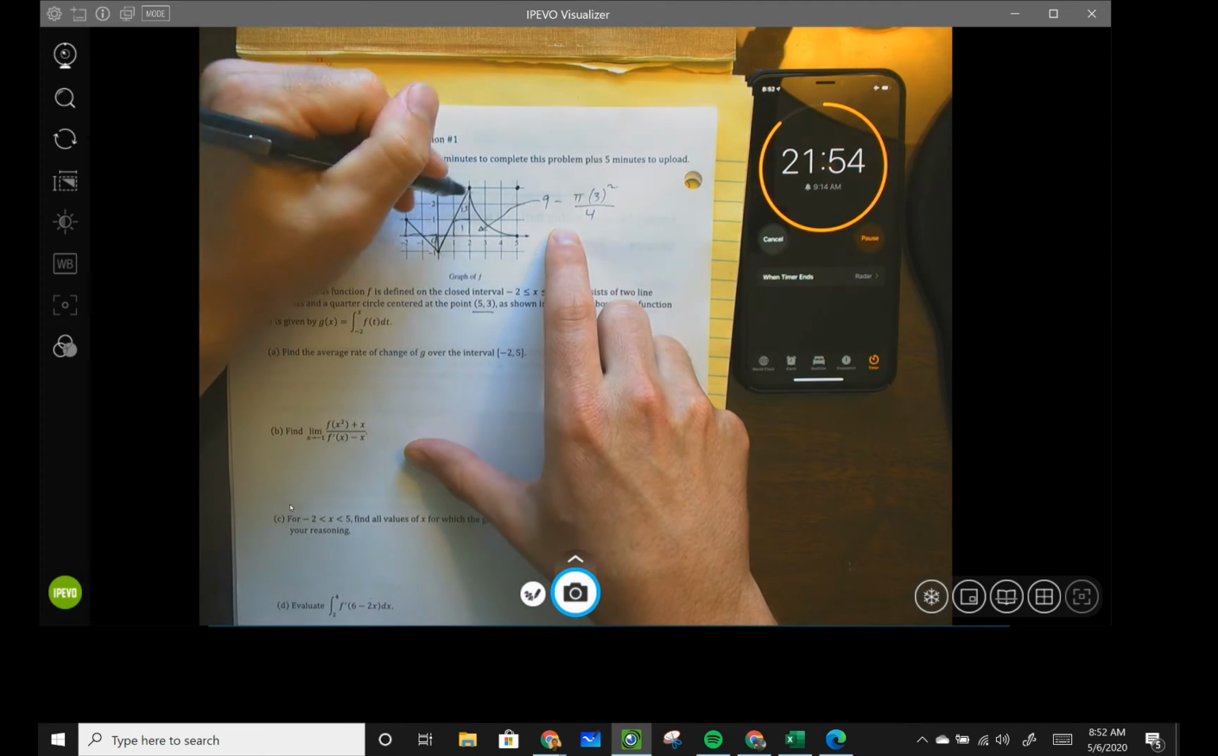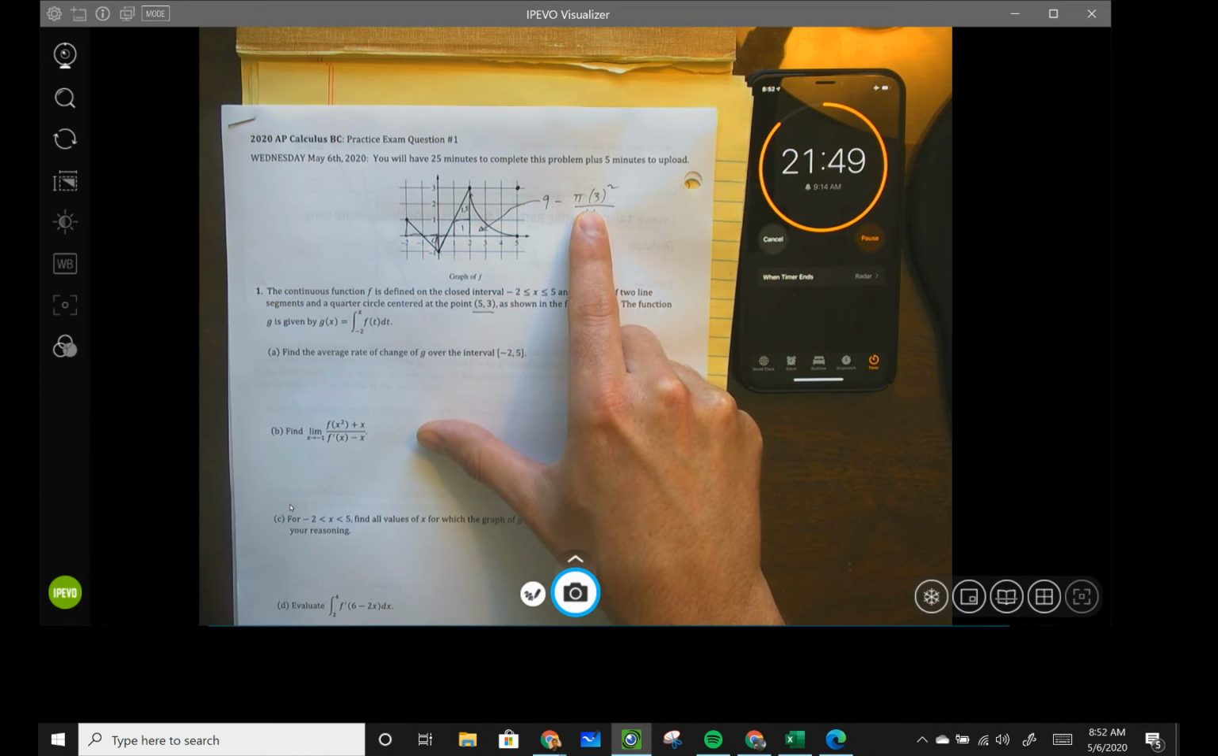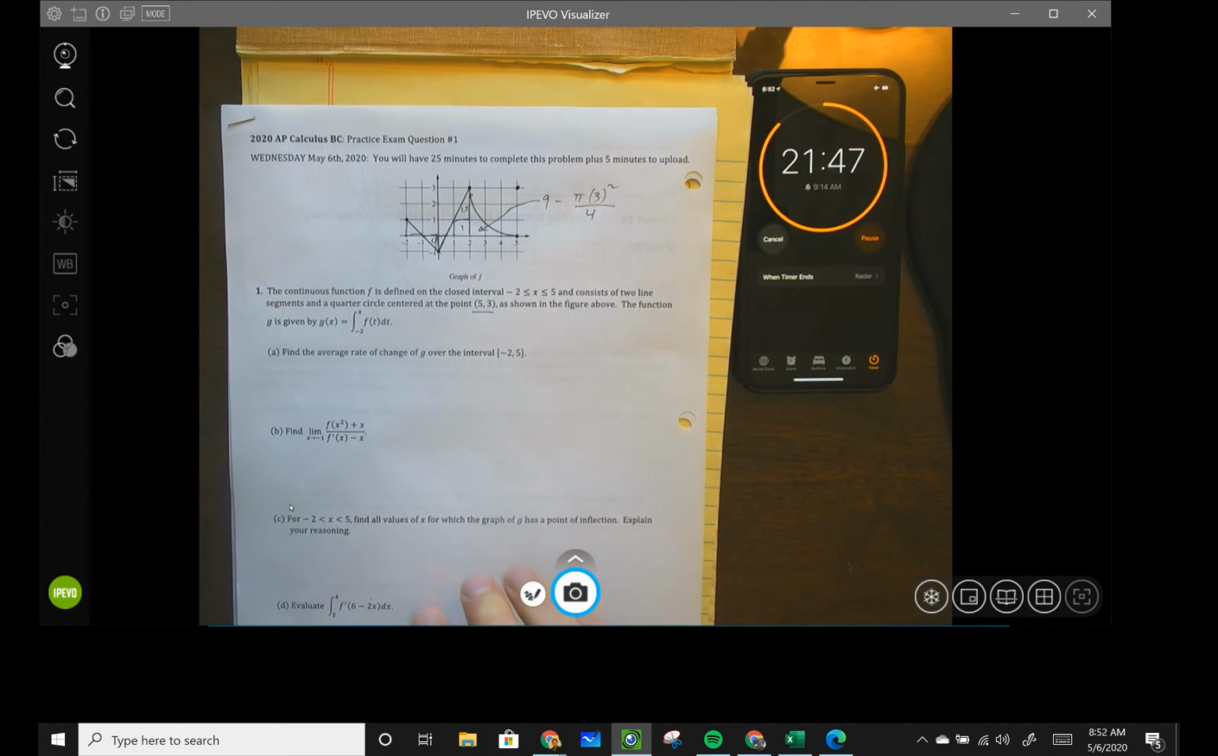Right. Okay. So it's the whole box, 3 by 3. Take away the quarter circle, and that will give us the area under the curve. The whole circle is pi r squared. A quarter is a fourth.